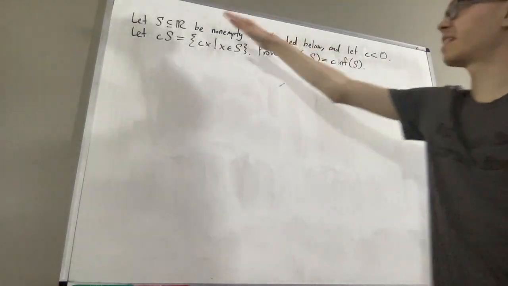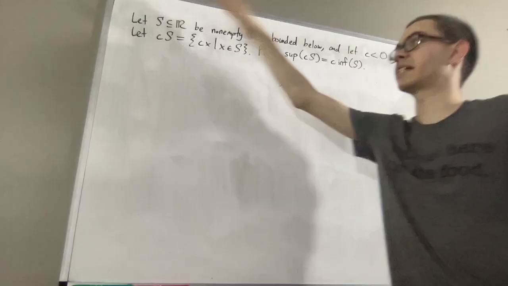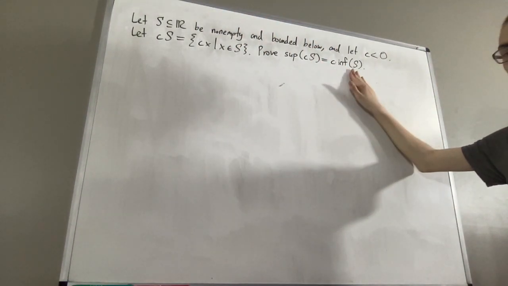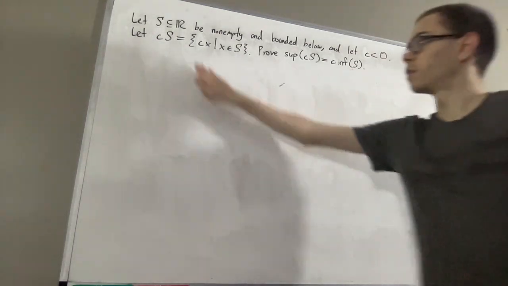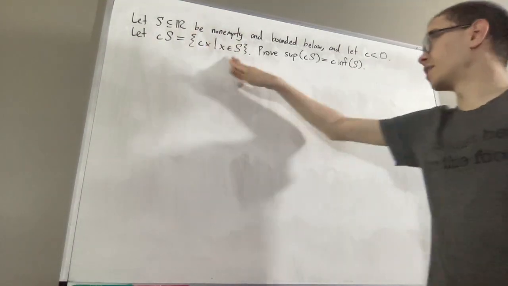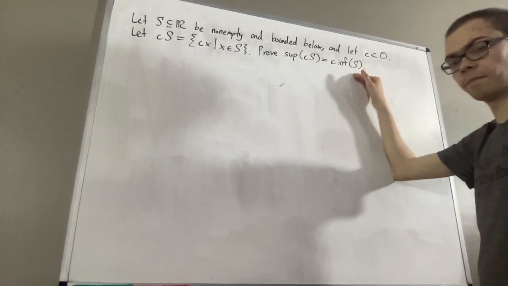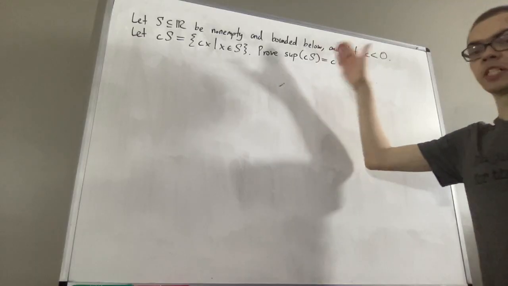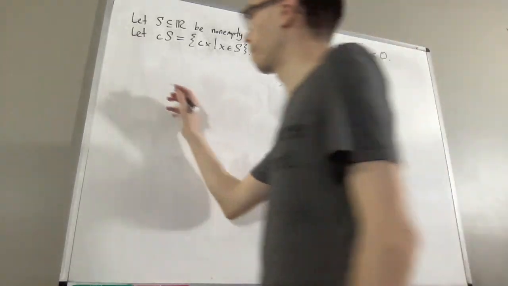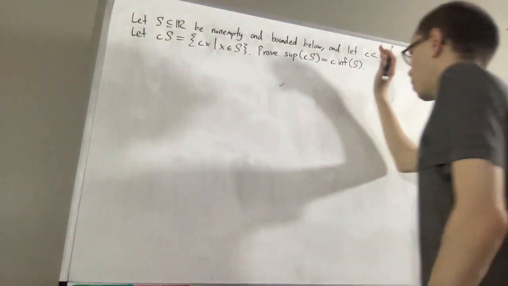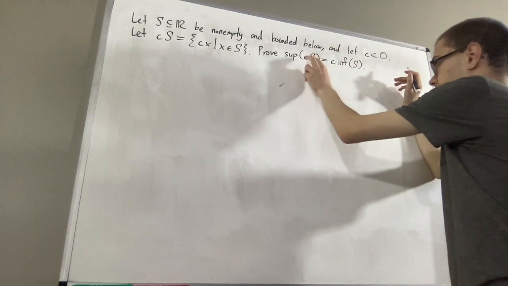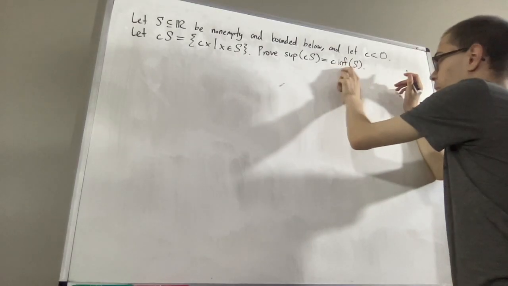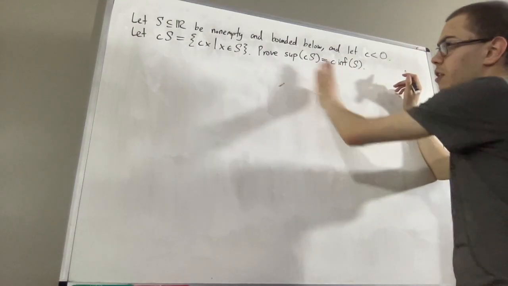Now, since S is non-empty and bounded below, we know that S has an infimum. So the infimum of S that we have here makes sense. We're trying to prove that the supremum of this set is precisely C times the infimum of S. And so we're going to prove that from the definition of the supremum, right? So first off, to prove that the supremum of this set is C times the infimum of S, we first want to show C times the infimum of S is an upper bound of this set.